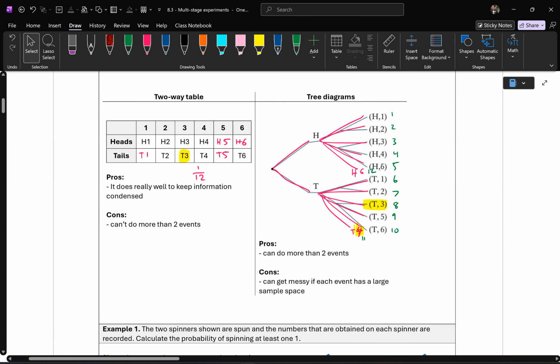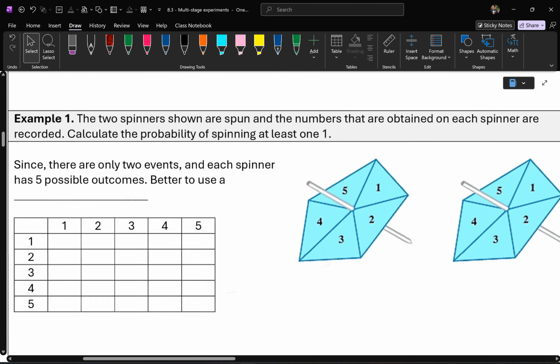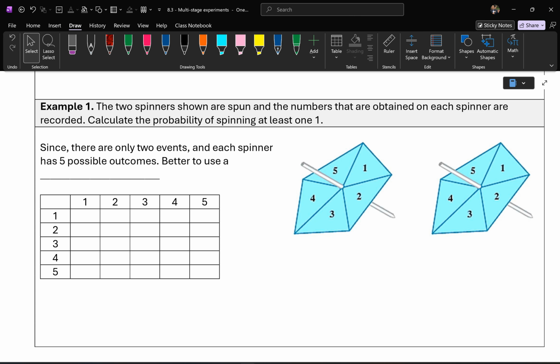Now let's do an example just to get you guys practicing. It's either two-way tables or tree diagrams. Okay. Here's an example. Look at example 1. You got 2 spinners. So it's not just 1 spinner now. So one spinner has 1, 2, 3, 4, 5 as a number. And the other one also has 1, 2, 3, 4, 5. Are there 25 options? Yes, you're right. Because it's 5 by 5. Very good. So since there are only 2 events, because you only got 2 spinners to work with, a two-way table is better.